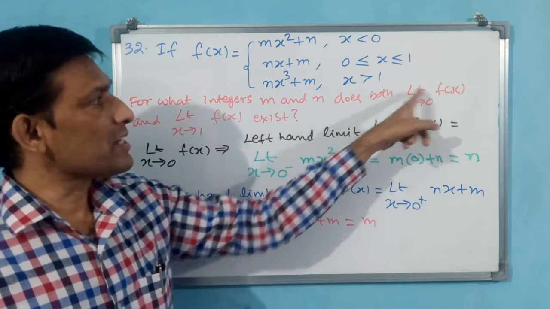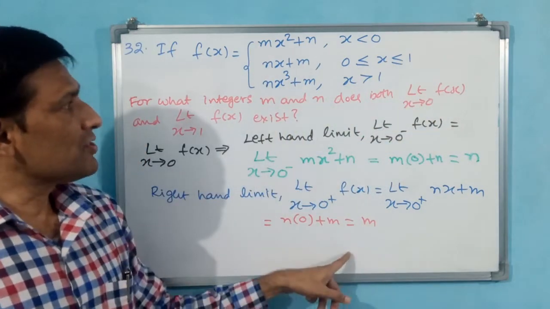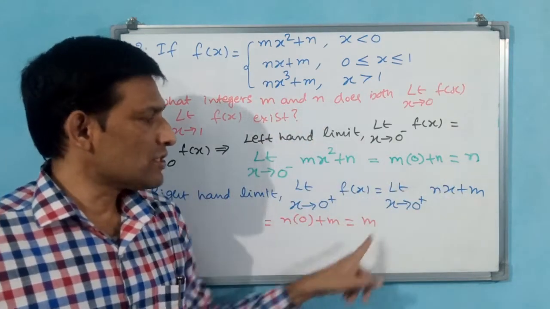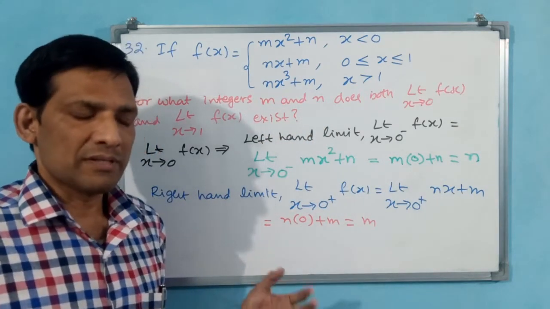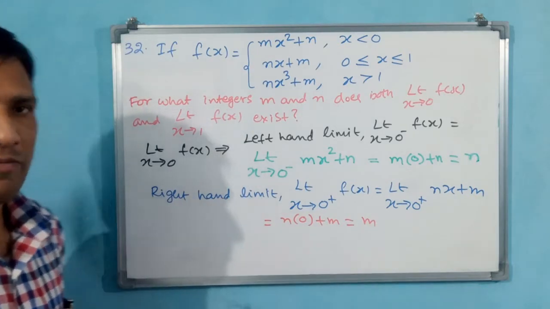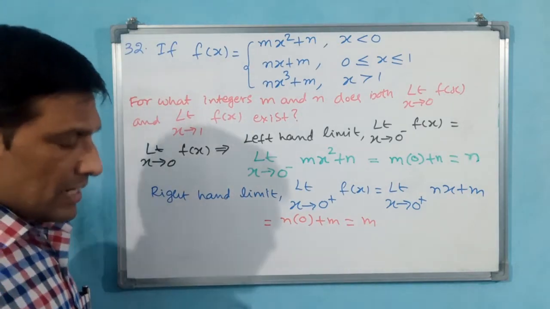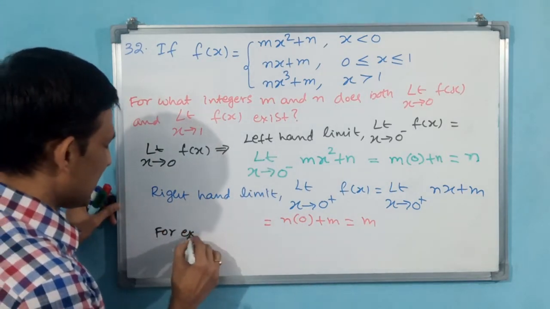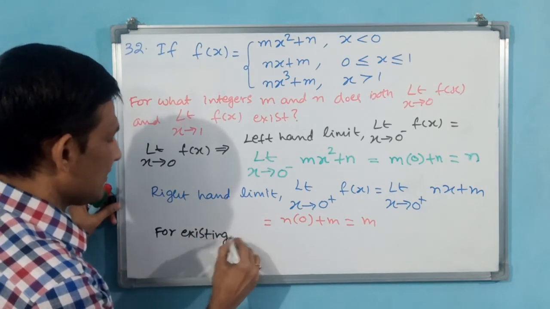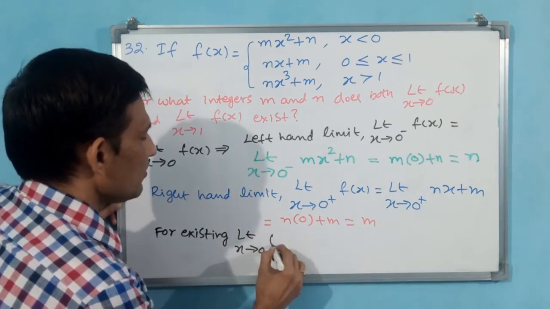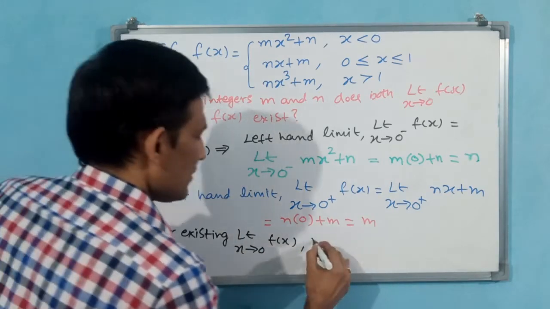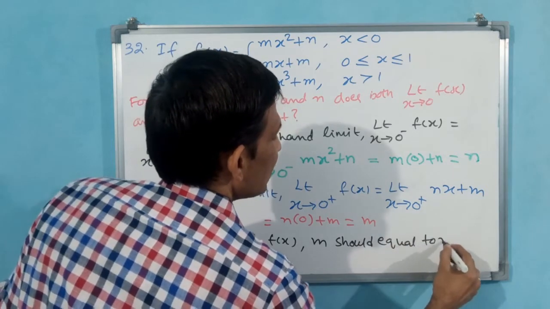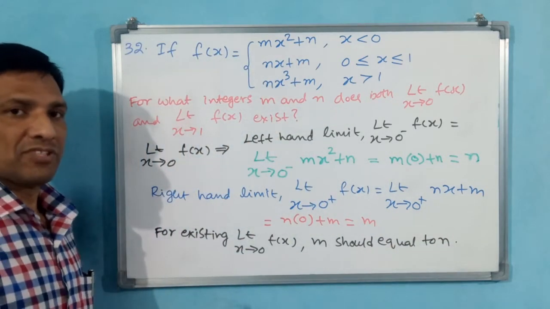See, we want to make limit x tends to 0 f of x exist. For existence of limit x tends to 0 f of x, m should be equal to n. Both are equal. Then only limit x tends to 0 f of x is possible. See what I am writing. You simply observe. For existing limit x tends to 0 f of x, m should equal n. That's all. You write and close 50% of this question.